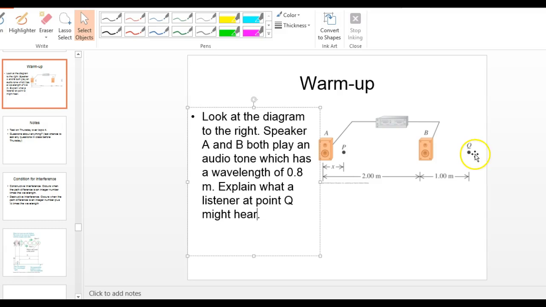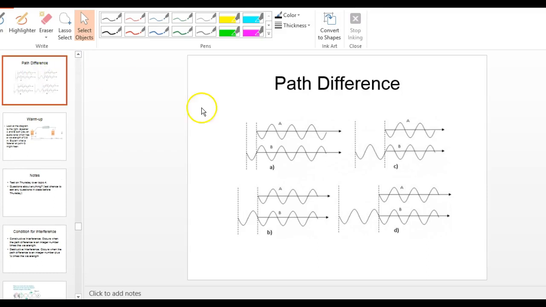And if there's constructive interference, a listener at Q would hear a louder tone, and if there's destructive interference, they would hear either no tone or it would be a very faint sound. And so the question is, how do you go after problems like this? So just as a reminder, whether or not you have constructive or destructive interference only has to do with the path difference. And when I say path difference, what I mean is some waves are longer than other waves. Some waves have farther to travel.